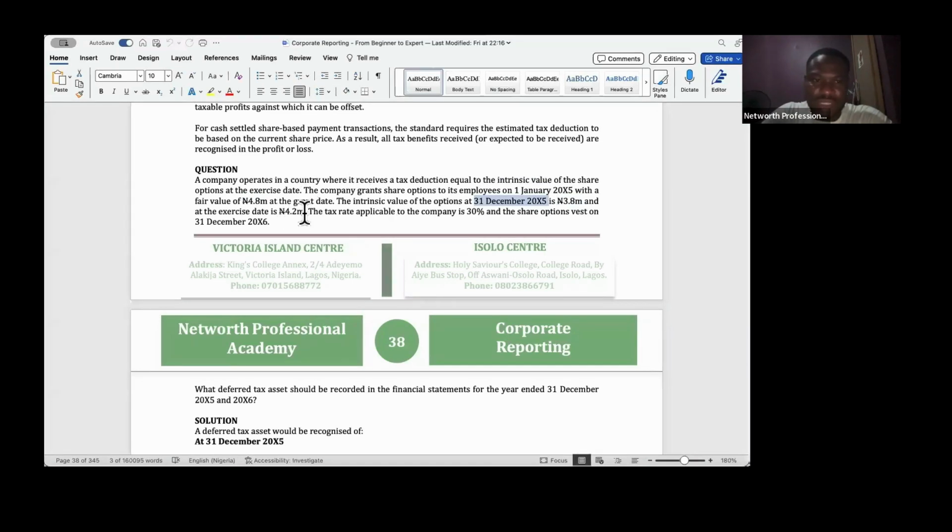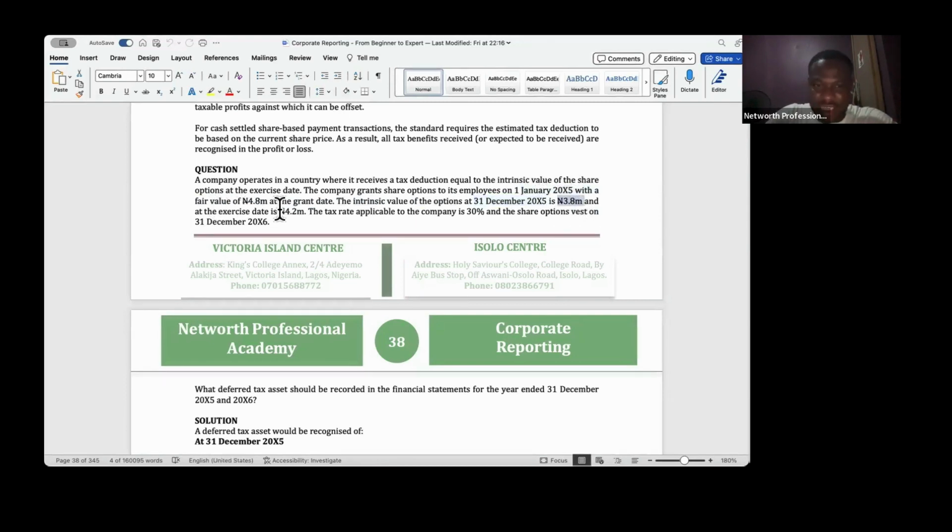Okay, that will be the next year. Let's see. They now say the tax rate applicable is 30%, and the share option will vest on 31st December 2006. So this is a vesting period of 2 years, because the share option started at the beginning of 2005. So at the end of 2005, they say the intrinsic value is 3.8.